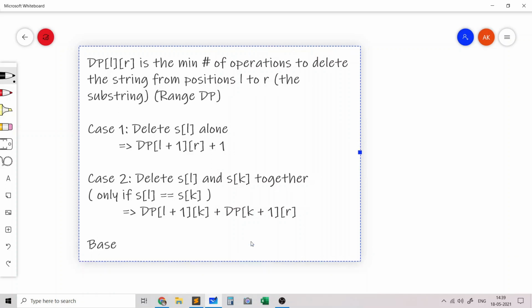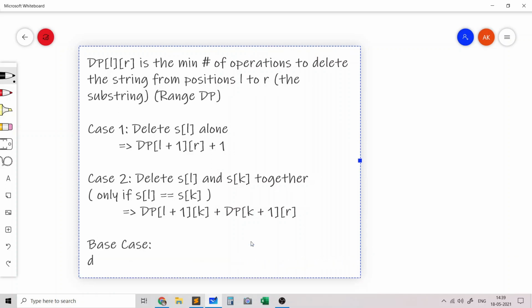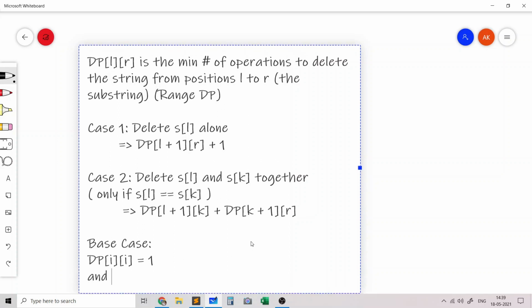And let's look at the base case. DP of I to I would just be 1, and DP of I to J, where J is less than I, would be 0. Basically, invalid states are 0.